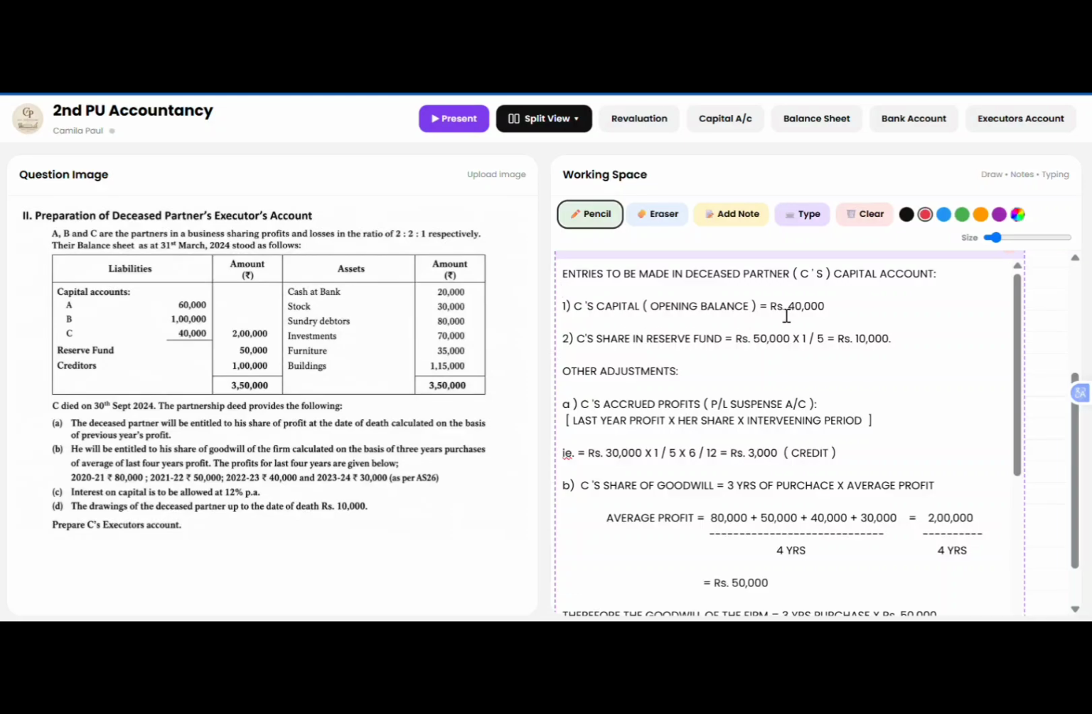And then we have to take C's share in the reserve fund. That is, reserve fund is given as 50,000 in the balance sheet. So we have to only take the deceased partner's share 1 by 5, which will be 10,000, which also has to be shown on the credit side of the executor's account. Now moving on to the other adjustments which have to be considered to be entered in the executor's account.